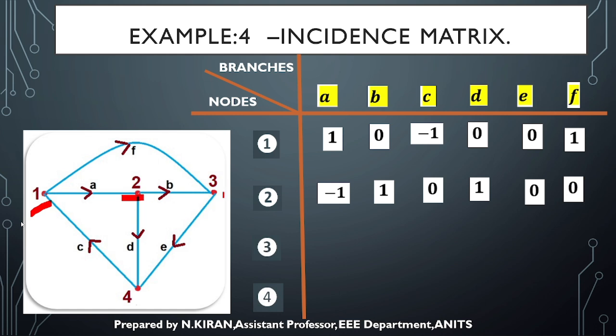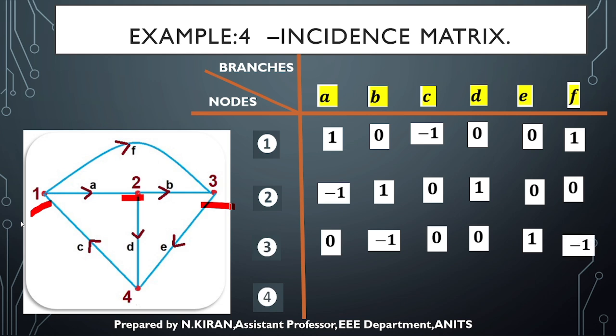For the third node, A branch is nowhere in relation with the third node, so 0. B is towards the third node, minus 1. C and D branches are nowhere related to the third node, so 0. E is away from the third node, plus 1. F is towards the third node, so minus 1.